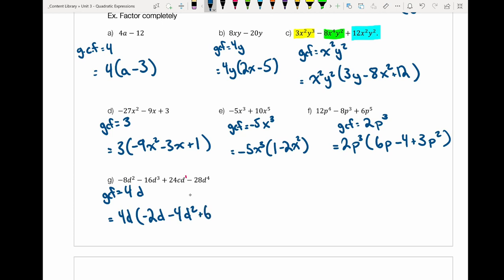So positive 6. C stays there. And then D to the power of 1 divided by D cancels out. And then negative 28 divided by 4 is negative 7. D to the power of 4 divided by D, or 4 minus 1, gives me an exponent of 3. So this is my factored form. So it is quite long, but we can see that if I look at these terms inside the bracket, there's nothing I can divide it further by.